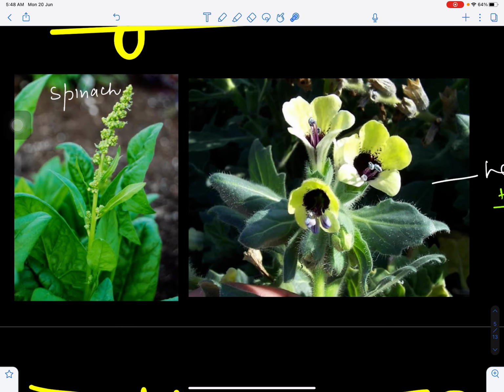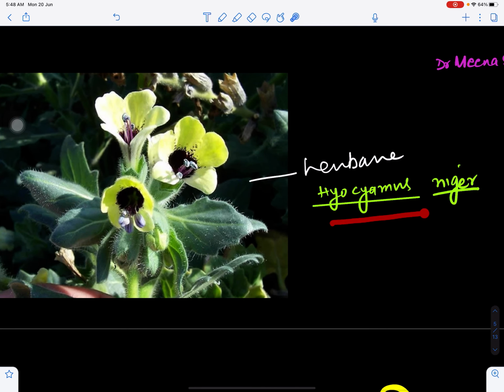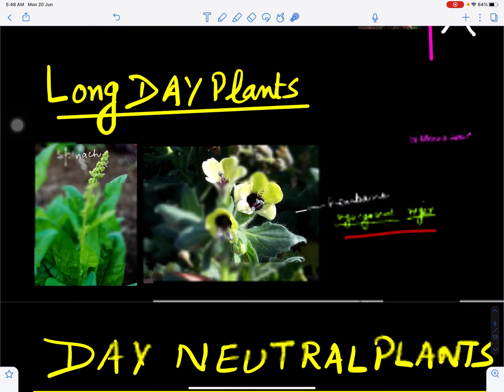Now these are the long day plants: spinach, and this is henbane. Its botanical name is Hyoscyamus niger. So this is a long day plant.